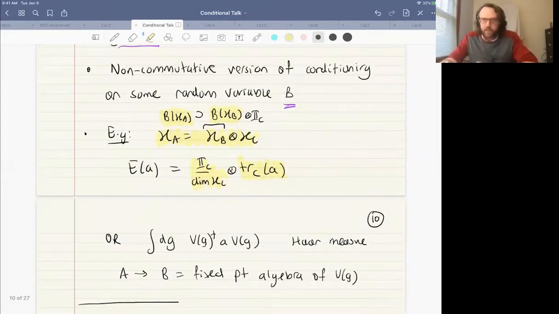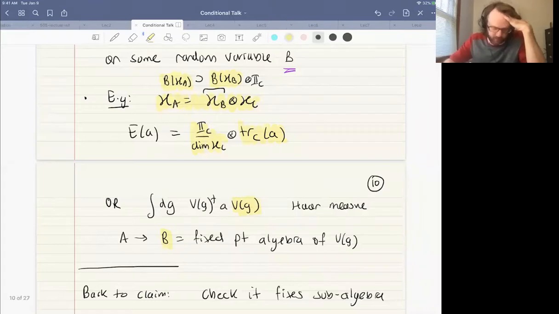Another common one is if my algebra has some symmetry. So for example, U of G is some operator that implements some symmetry. And if I average over that symmetry, then that is a map from operators in the original operator algebra to the fixed point of that symmetry. So B, in this case, the subalgebra is just the fixed point algebra of U of G. So that is also a conditional expectation.